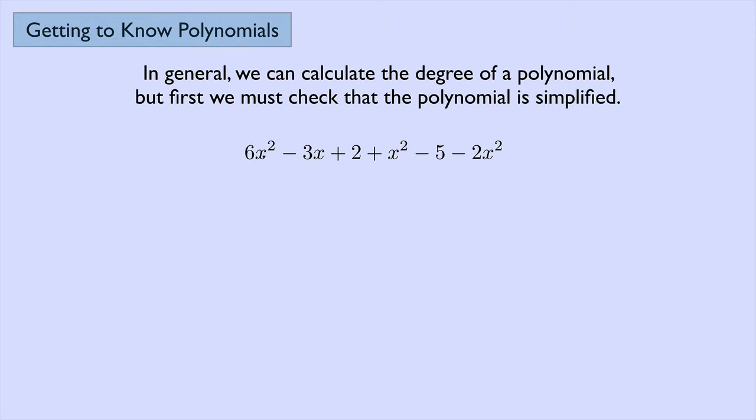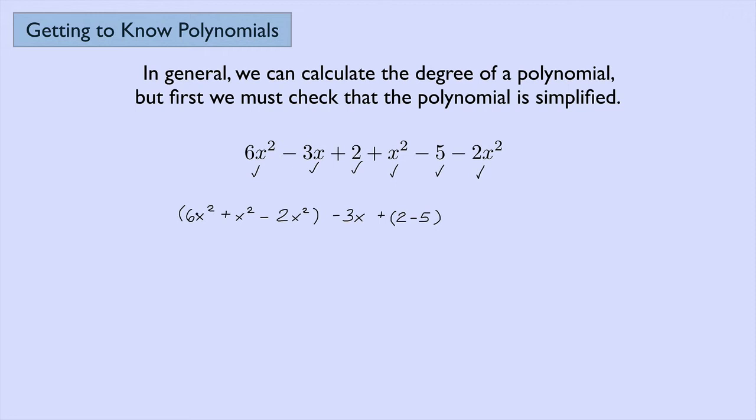So for example, we have a 6x squared here. I'll put a little check underneath that one. And we have an x squared here and a minus 2x squared here. So I can kind of group all those together. I have a 6x squared, and then I have an x squared, and then I have a minus 2x squared. And then I have a minus 3x, so that takes care of that. And then I have a 2 and a -5. That takes care of those.